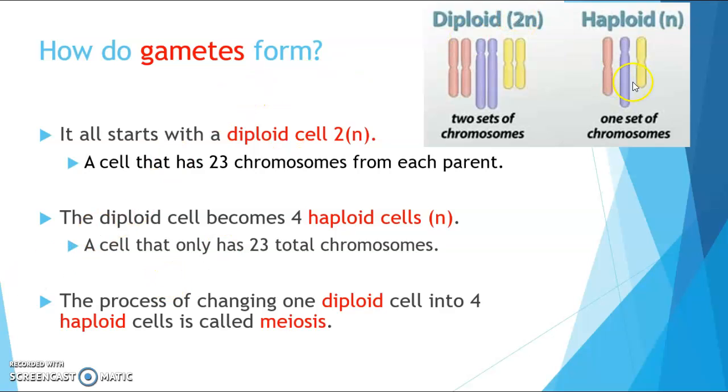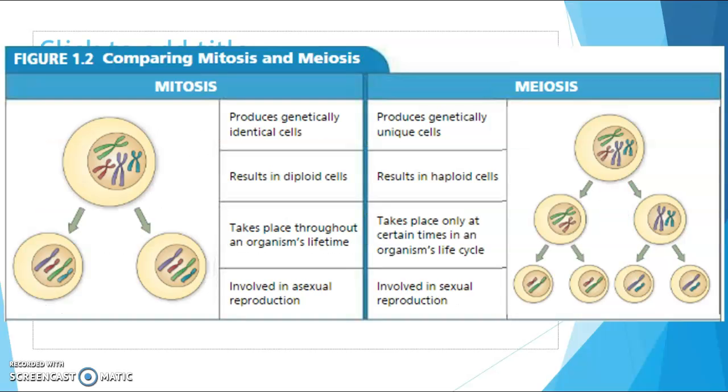So the formation of these haploid cells, our sex cells, happens through a process called meiosis. It's very similar to what we looked at with mitosis, but it is distinctly different. Mitosis happens only in somatic cells. Meiosis only happens in reproductive cells contained within the testes or the ovaries. So let's compare these two processes, mitosis and meiosis.